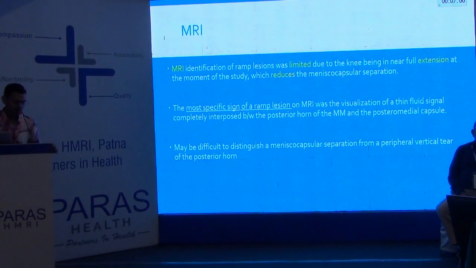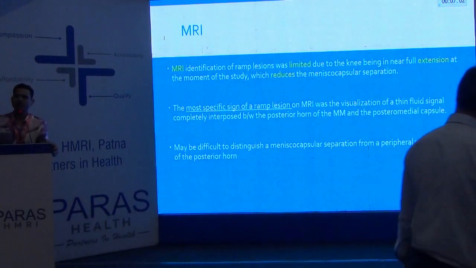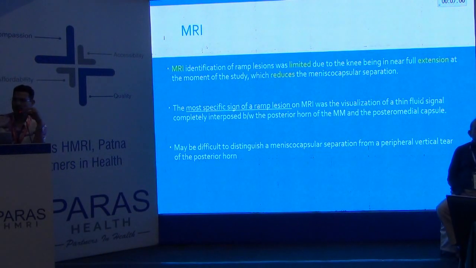So it's difficult to diagnose this ramp lesion on the MRI, because we do the MRI in the extension position of the knee, and in this position the ramp lesion reduces itself. That's why it becomes difficult to diagnose. The most specific sign which we can see on the MRI is the presence of a thin fluid signal interposed between the posterior horn of the medial meniscus and the posterior medial capsule, and sometimes it becomes difficult to distinguish this from the meniscocapsular separation or the peripheral vertical tear of the posterior horn.